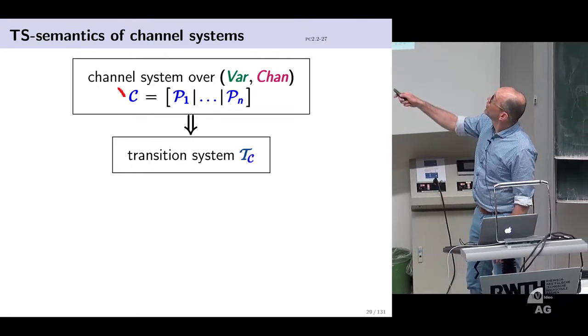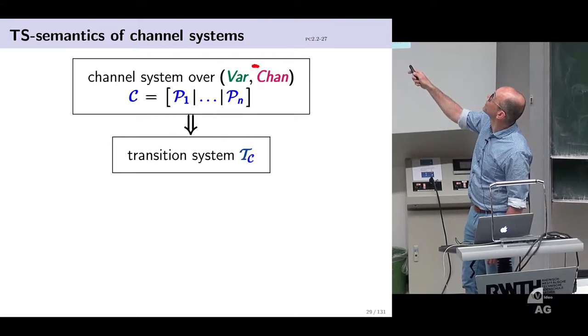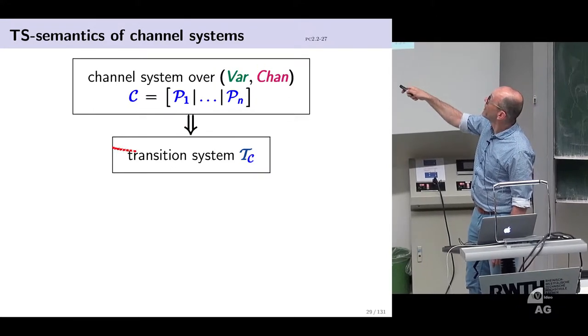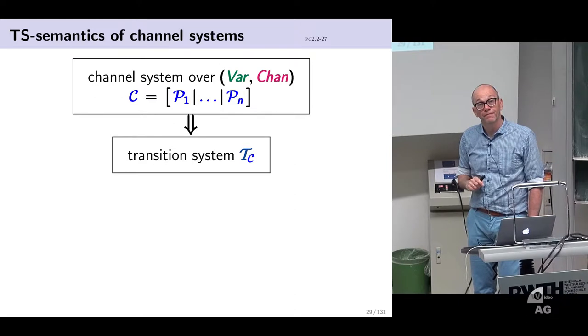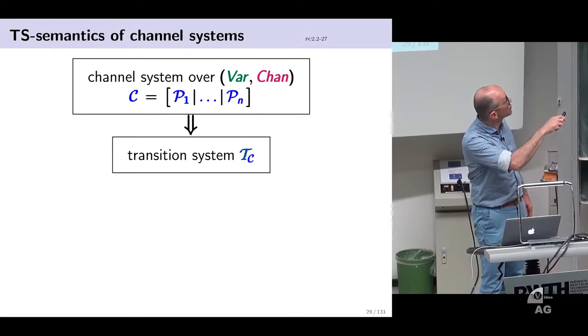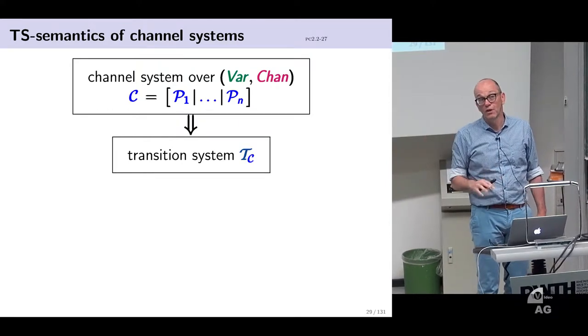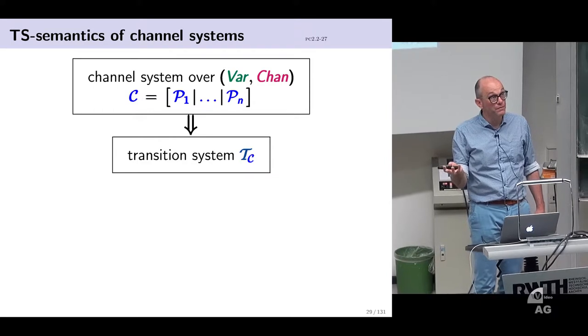So now I'm going to show you that any channel system, again a channel system over a set of shared variables as well as channels, can be mapped onto a transition system. We have seen already that all these things, program graphs, sequential hardware circuits, multithreading, everything can be boiled down to transition systems. The same holds for channel systems.